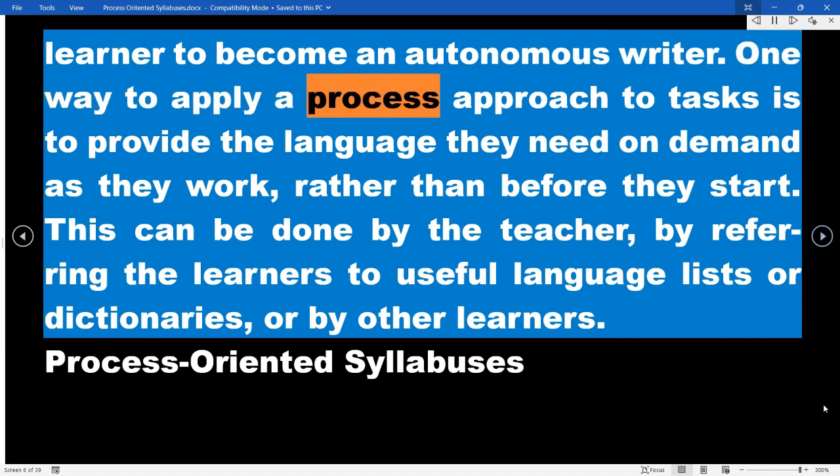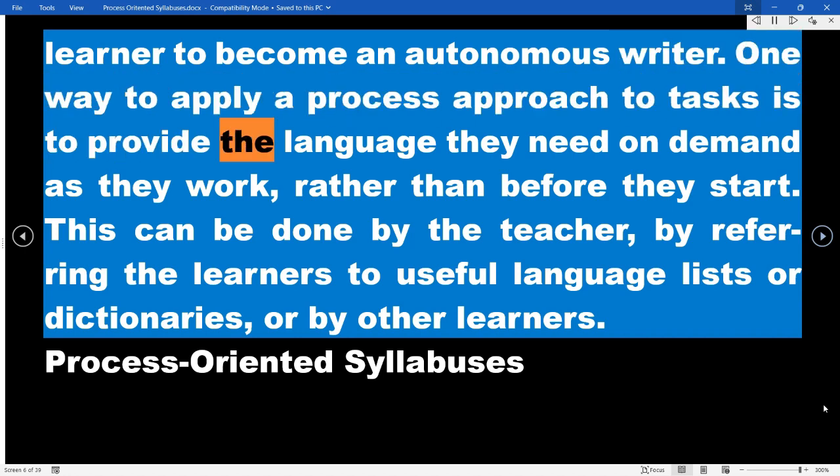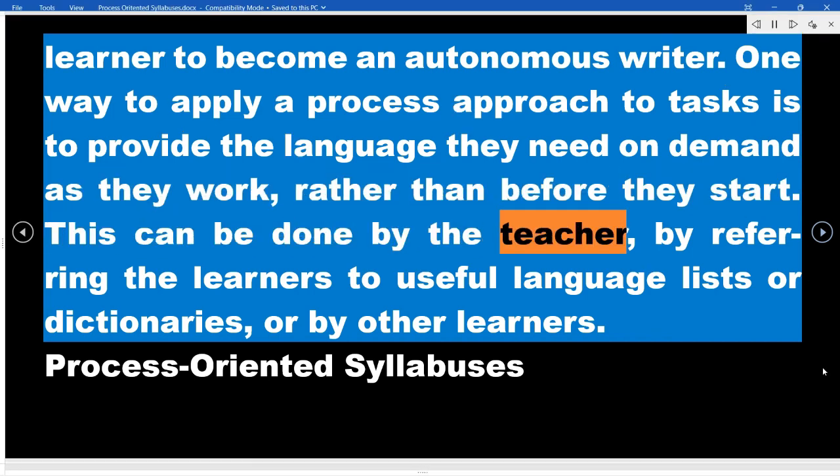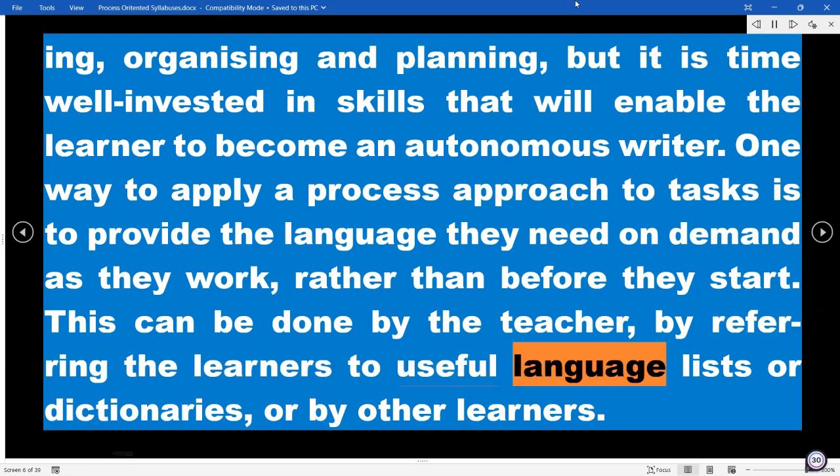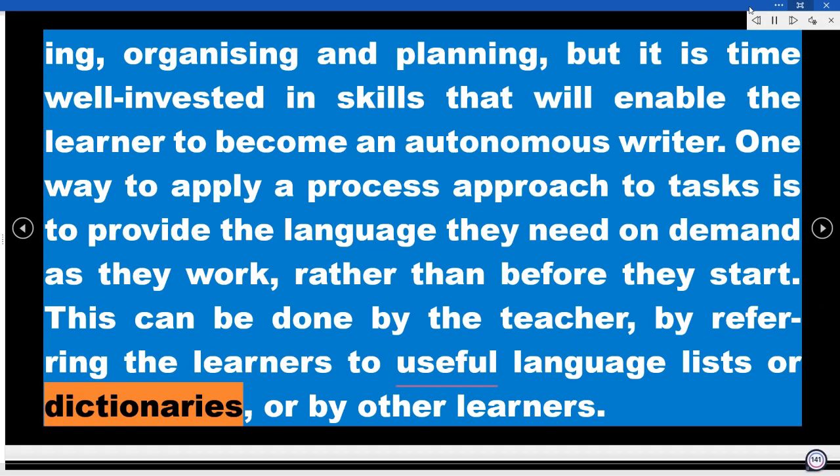One way to apply a process approach to tasks is to provide the language they need on demand as they work, rather than before they start. This can be done by the teacher, by referring the learners to useful language lists or dictionaries, or by other learners.